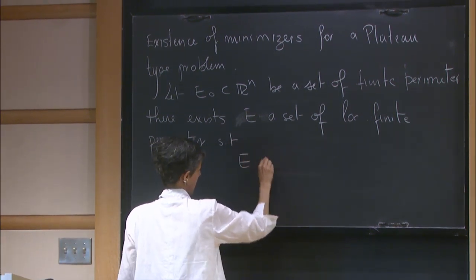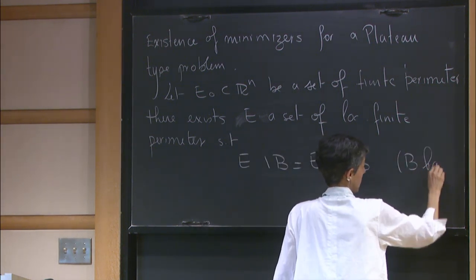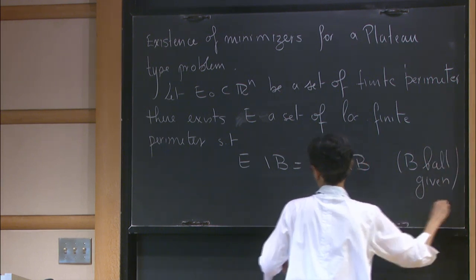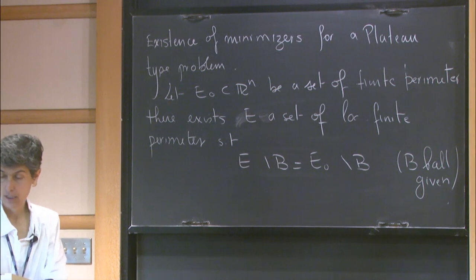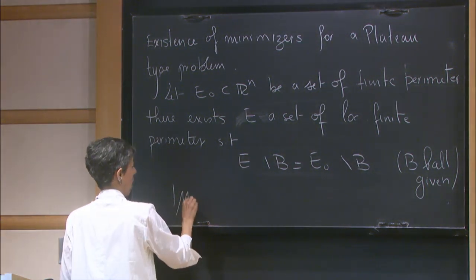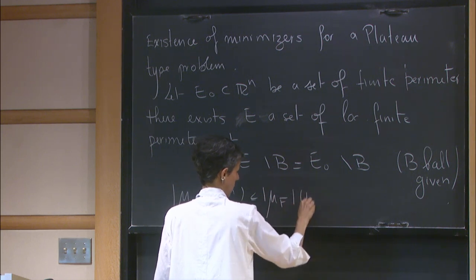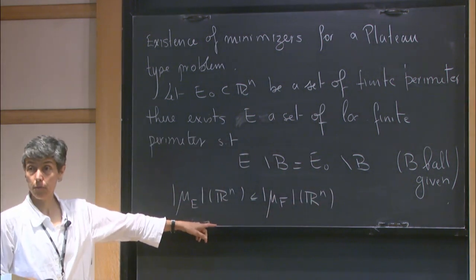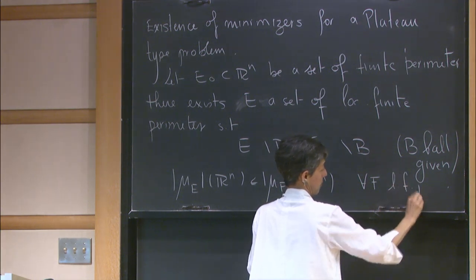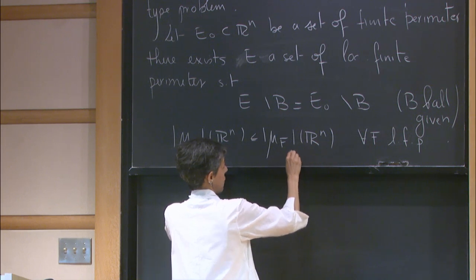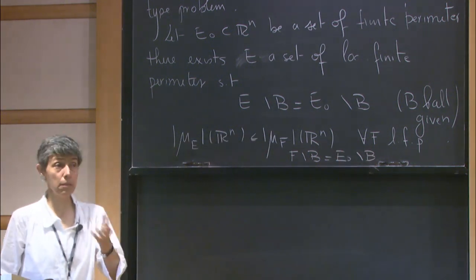such that E minus B, and I think I had called it B, the ball given, so we only look at the problem inside, coincides with E0 outside, and such that the perimeter of E is less or equal than the perimeter of any other set F of locally finite perimeter such that F minus B is the same thing as E0 minus B. Okay? So a minimizer exists.